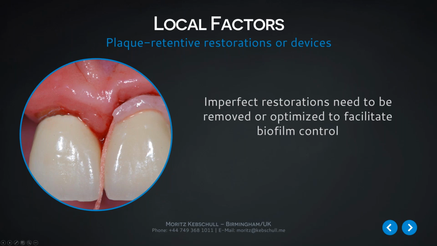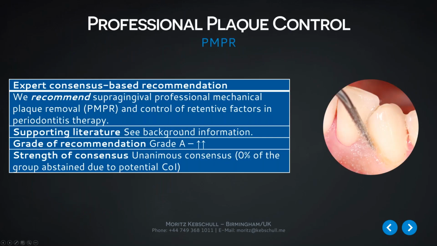And here I have a very nice crown that has a little bit of pink porcelain that is totally non-cleansable. And if you look closely, I hope the picture is clear enough, you will see a super floss that some people use for bridges, that could be used to clean this overhang. And there is indeed a very strong recommendation, grade A again, that superficial professional mechanical plaque removal, PMPR, and the control of retentive factors, as the one just pictured, should be performed in periodontitis therapy.